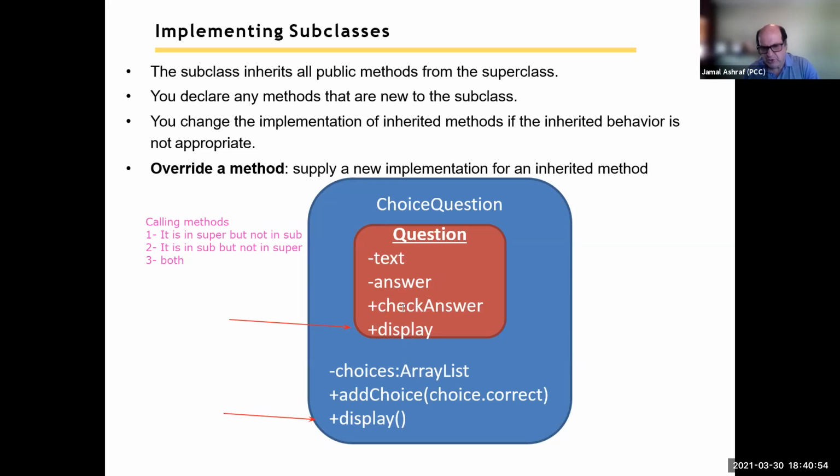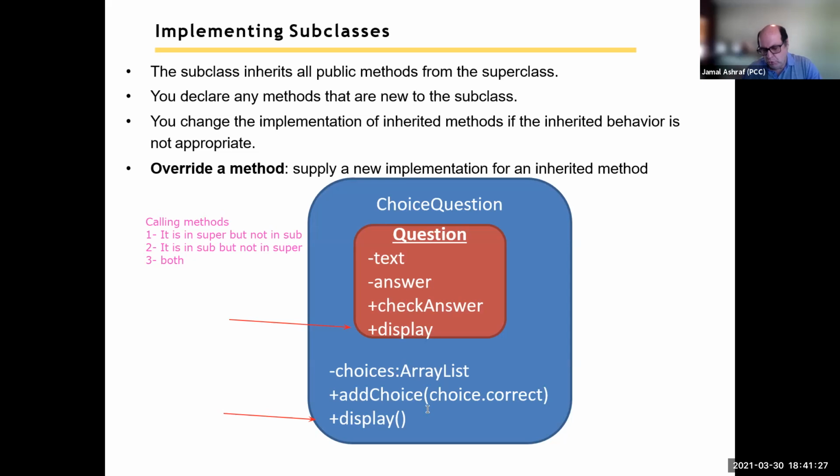So in this case, I have check answer, which doesn't exist here. I'm going to call it in the sub. It's going to look around and say, okay, I have it here, and it's going to go and get this. Now, if I have something that's in the sub, like add choice, that doesn't exist in the super, it's just going to call it, see it over here, and execute. Now, if it exists in both of them, the one in the sub overshadows the one in the super.